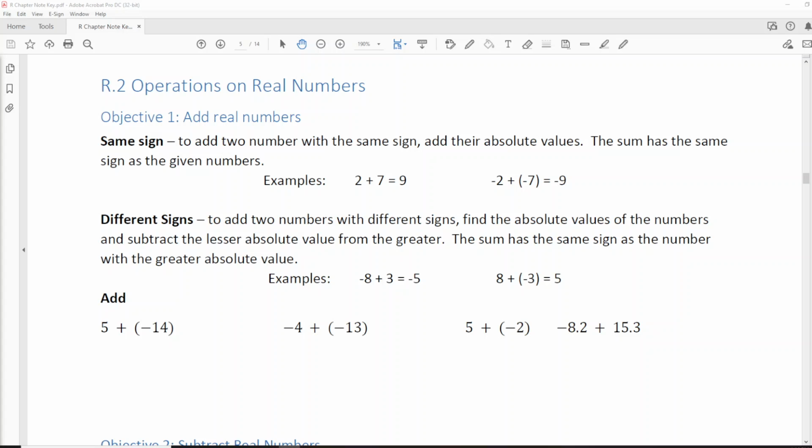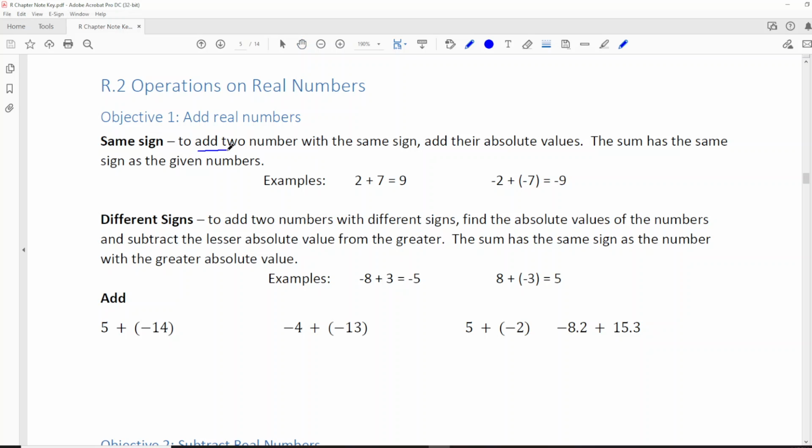In R.2, we're going to move on to operations on real numbers. So we're going to add, subtract, multiply, and divide real numbers as well. That encompasses it, real numbers. And so we're going to be doing some integers, some fractions, some decimals, and so on and so forth. So the first thing we're going to look at is simply adding real numbers.